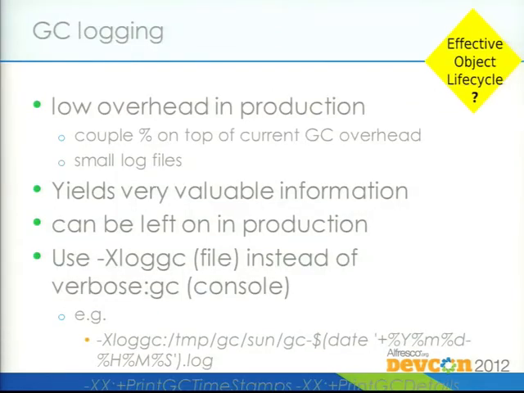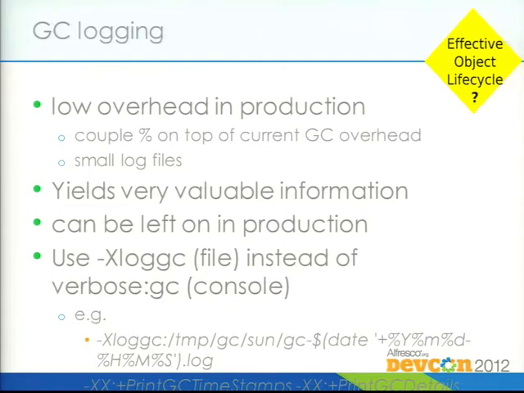The basic idea about GC logging is that it has very low overhead, so you can leave it in production. I know that some people don't want to leave it in production because they fear the overhead, but you can really leave it on, no problem at all. It's a couple of percent on top of your GC overhead. So if your GC overhead is 3%, then maybe you'll have 3.1% overhead. It gives you relatively small log files, and it yields very valuable information, as we can see later.